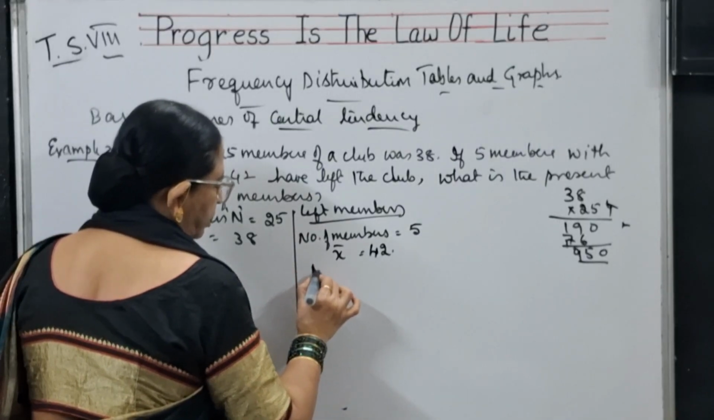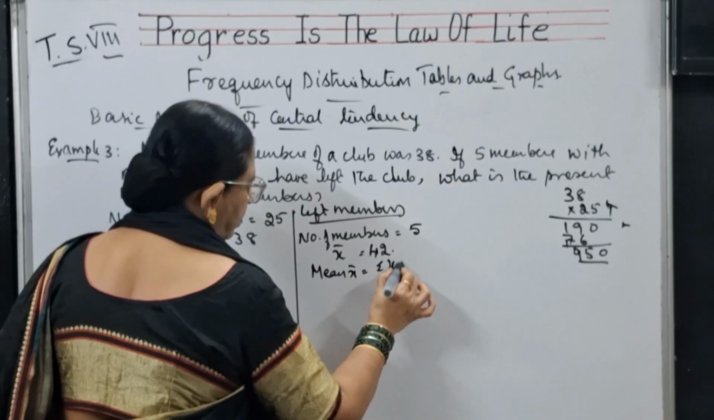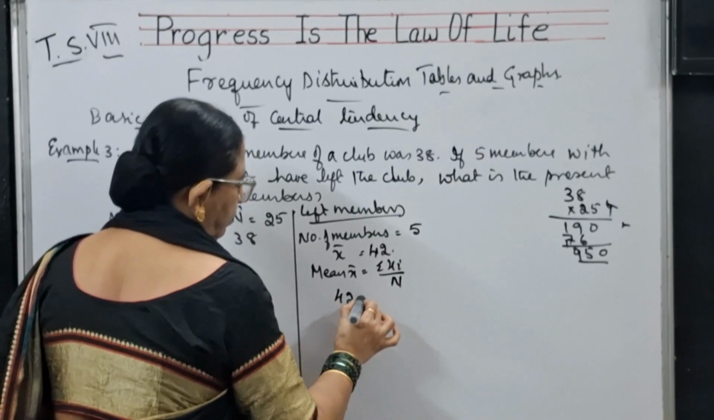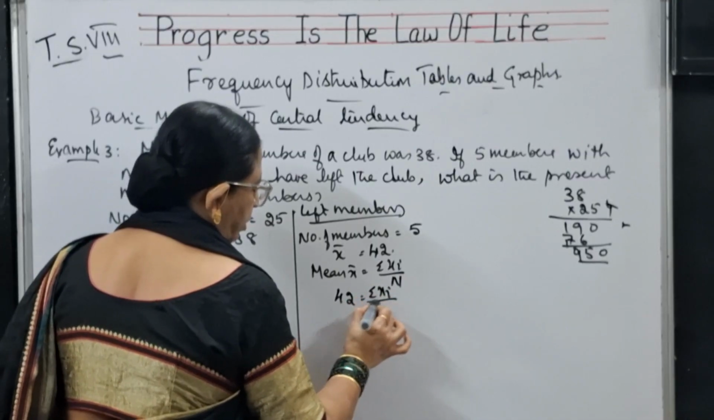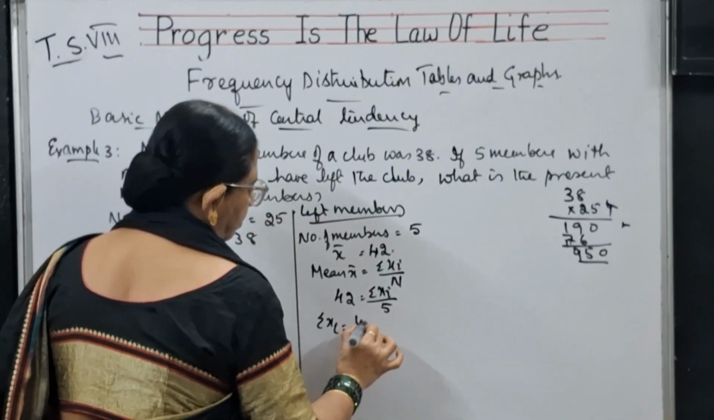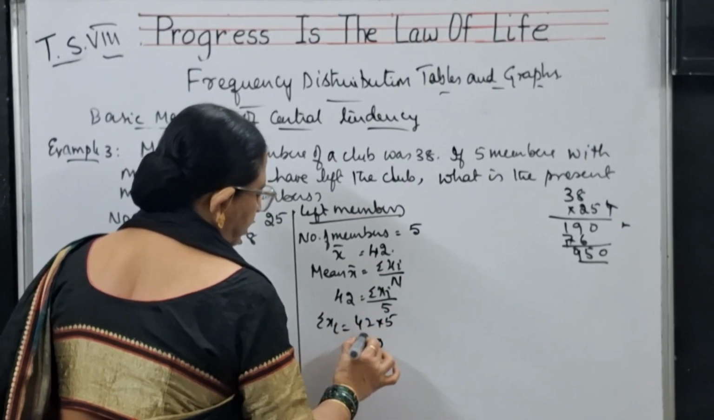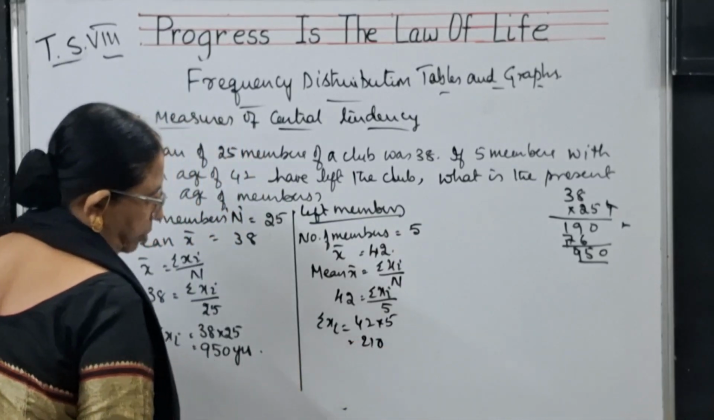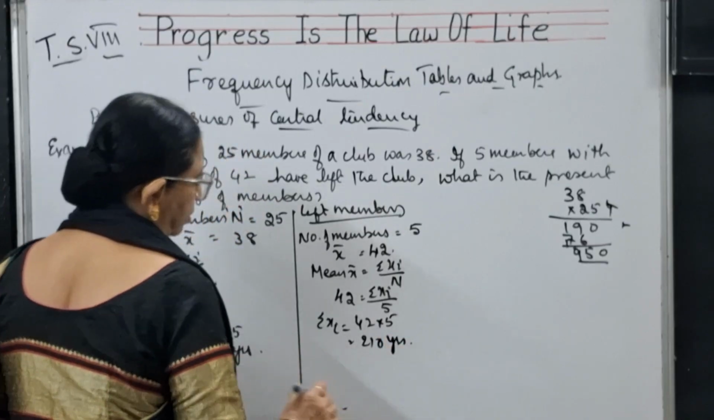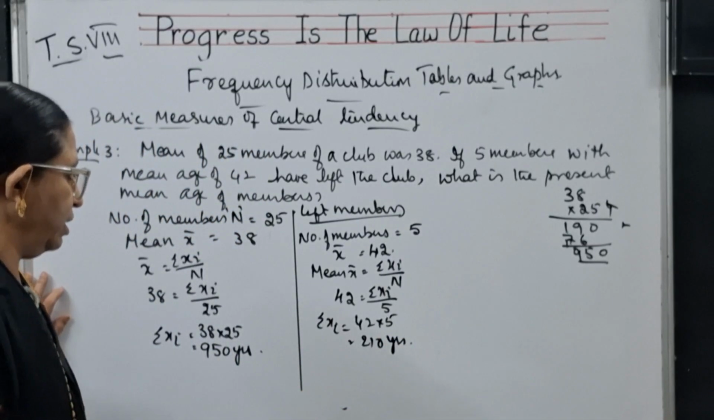Therefore, what is mean actually? Same way, that is sigma xi by n. So 42 is equal to sigma xi by 5. So what is sigma xi? Sigma xi is 42 into 5. So how much are you getting? 5 2s are 10, 20, 21. The total age of those 5 members is 210 years.